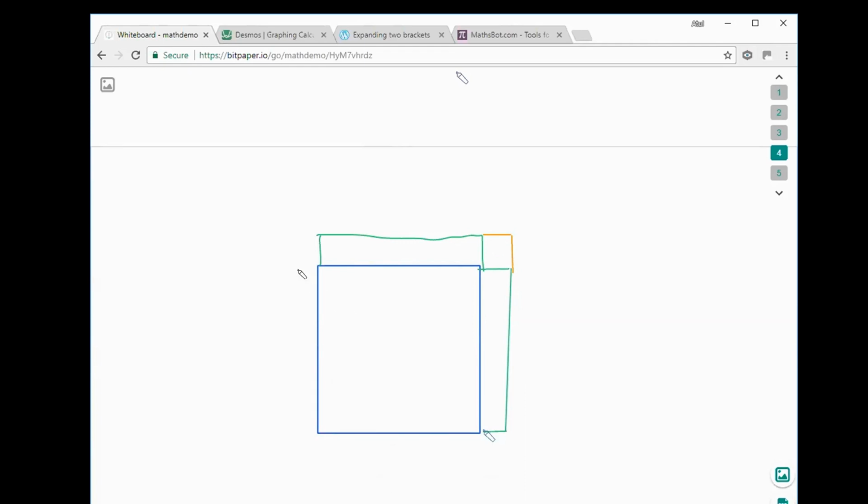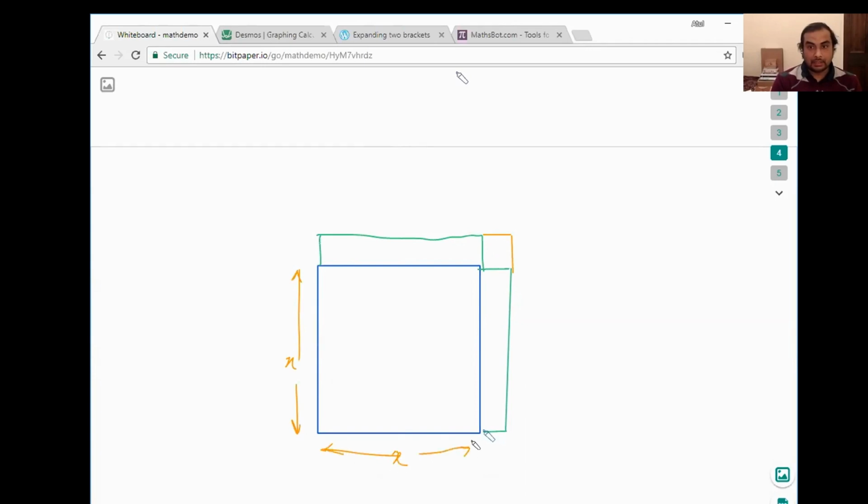Okay, so this length represents x. That's x. So x times x is x squared. This length is 1, that length is also 1. That's x squared, that's x as well. So 1 times x, 1x, 1 times x, 1x, 1. So really, if you put the tiles together, x plus 1 times x plus 1 is a bigger square. That's x squared plus 2x plus 1.